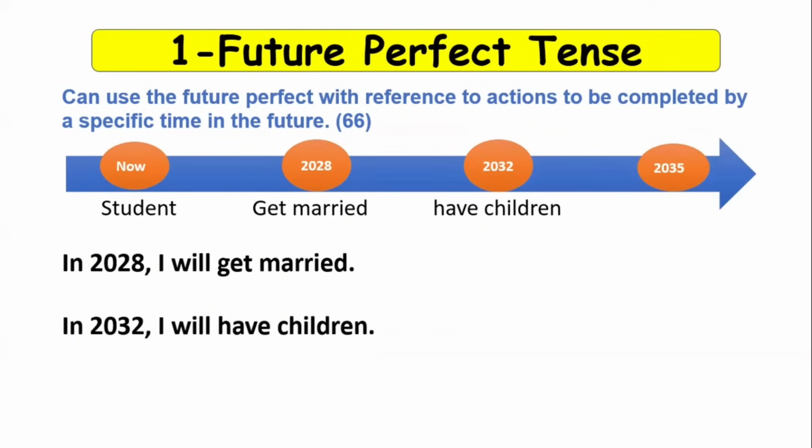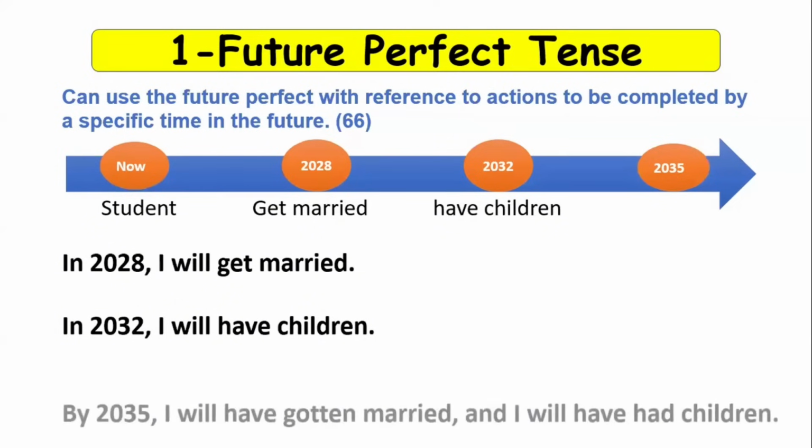What is the difference? Now, if you have the year 2028, I know we're talking from the point of now, and I say, inshallah, in 2028, I will get married. You will get married in this specific year, right? Okay. And you will have children in this specific year, which is 2032. This is the exact date where you will have your children and where you will get married.